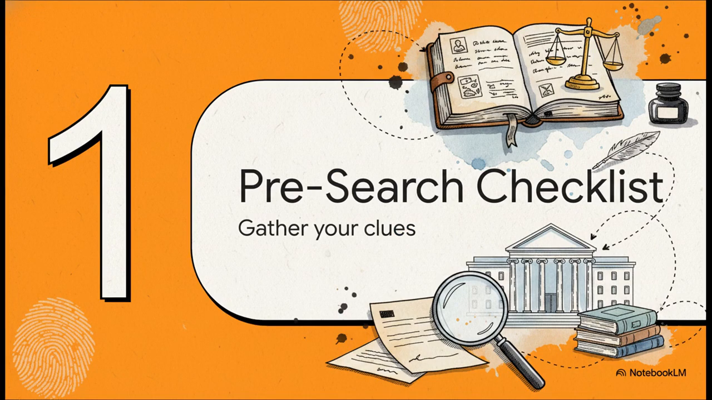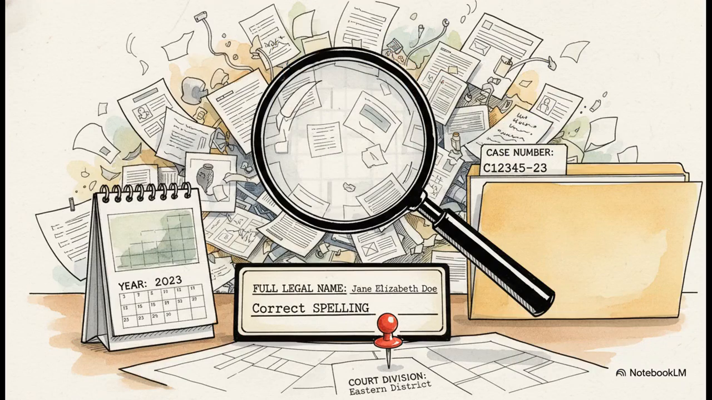Section 1. The pre-search checklist. Before you even touch a keyboard, let's look at the exact details you absolutely must collect. These right here are your essential search clues. You really need the full legal name, and please, make sure you have the correct spelling. You also want to get the approximate filing year. Now, if you happen to have the case number or the specific court division, your job just got 10 times easier. Missing even one of these critical details can literally turn a simple search into a frustrating mess, returning hundreds of files that have absolutely zero to do with what you're actually looking for.